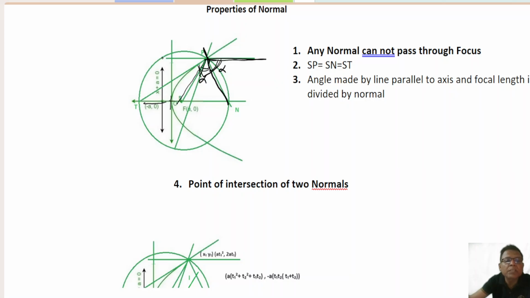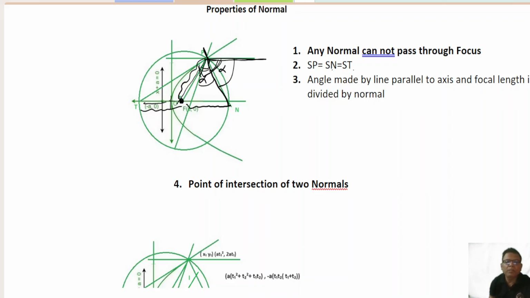So that means one circle can be drawn. If a circle can be drawn, considering this a diameter and the focus as the center, this length will be equal to this length will be equal to this length. That means SP is equal to SN is equal to ST. The angle made by the parallel to the axis and the focal length is divided by the normal that we have already discussed. This will be alpha and this also will be alpha.